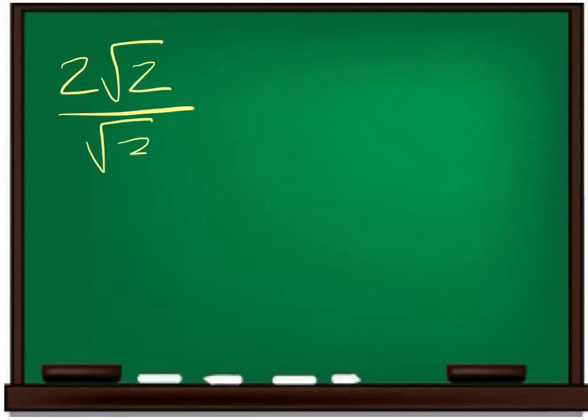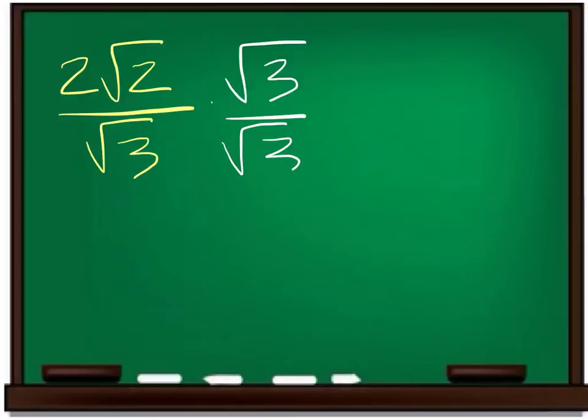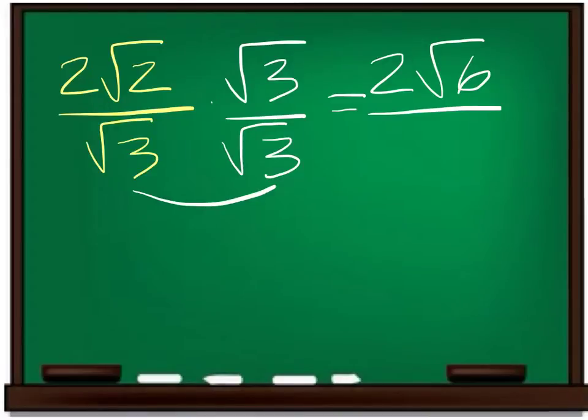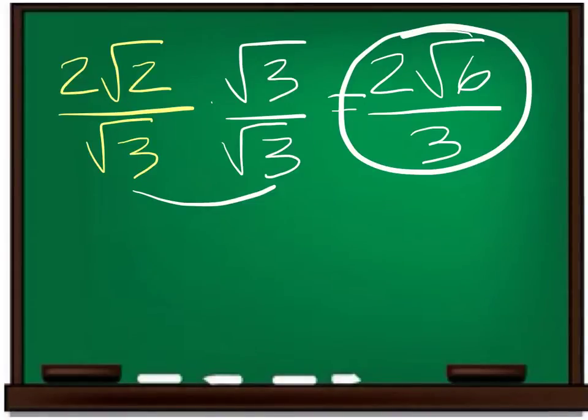Here's example 1. If I have 2 square root of 2 on top and a square root of 3 on the bottom, I have to multiply the top and the bottom by the square root of 3 from the bottom. On the top, that should give me 2 square root of 6. On the bottom, square root of 3 times itself is 3. Check this expression, can't be simplified. Check this fraction, can't be simplified. Therefore, you're finished. That is the final answer.